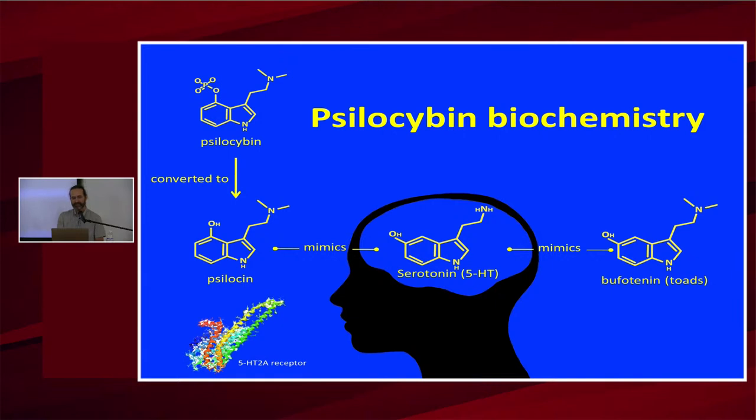Psilocybin is also very similar to a compound bufotenin. Bufotenin differs from psilocin only in the positioning of this hydroxyl group here. And that's produced by toads. And it's also produced by toadstools. And you find both of those things in fairy tale pictures, toads and toadstools. And you wonder if maybe some of these compounds are the reason for that historical association.